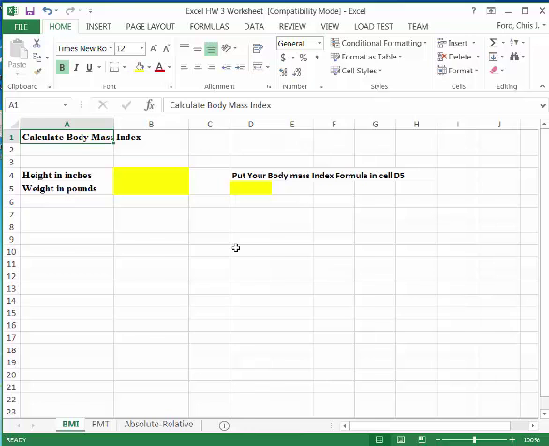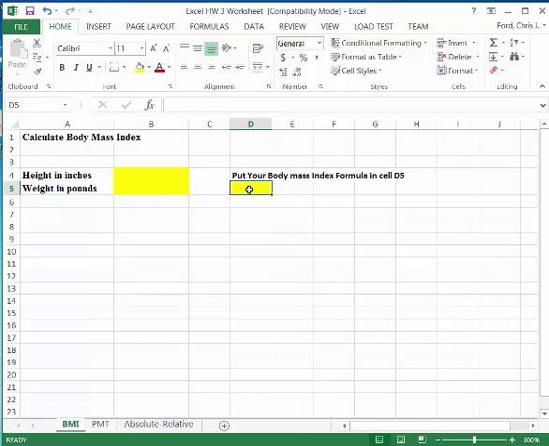There are 3 different parts to it. The first part is calculate body mass index. So you need to go out on the internet and find the formula used to calculate body mass index. It does require your height in inches, and it does require your weight in pounds as 2 of the entries you'll need. You can put the formula right here once you find it.